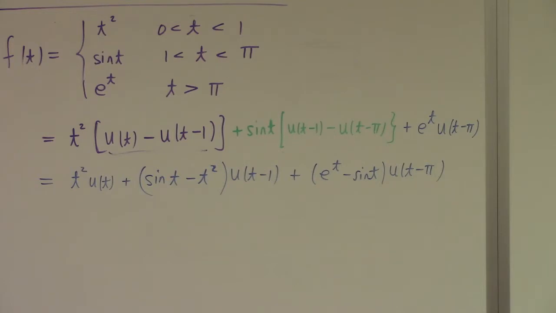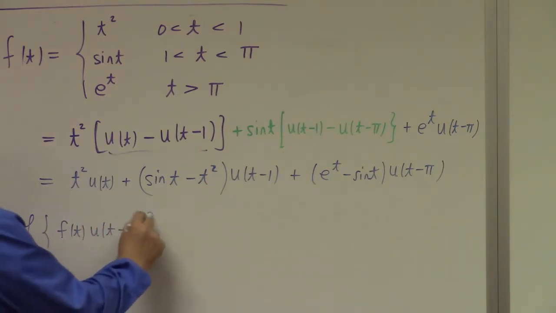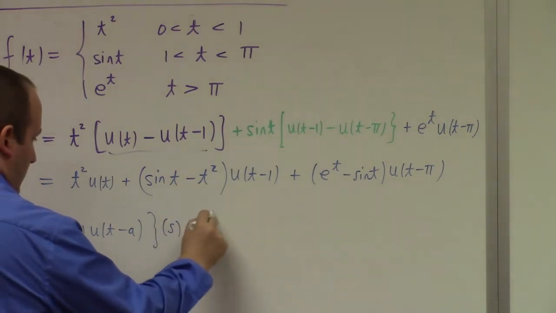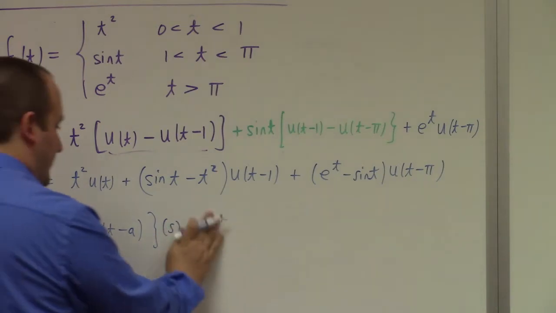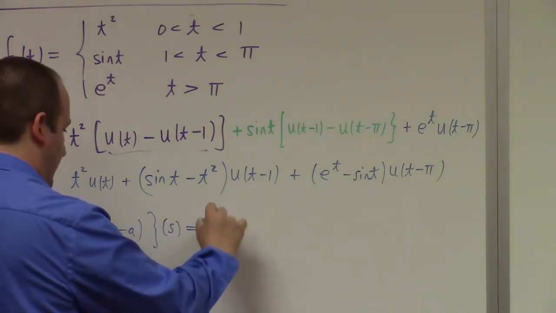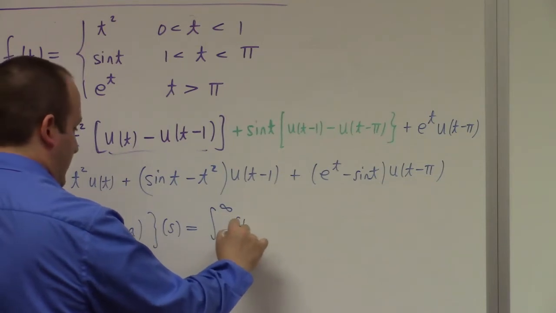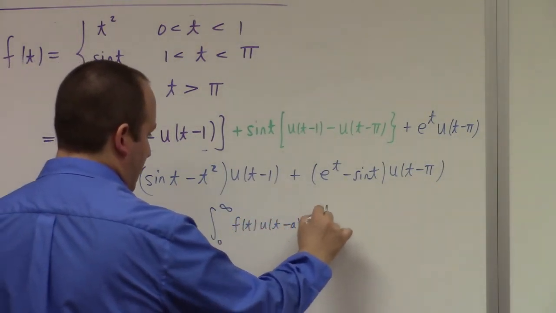So then we need to calculate the Laplace transform of something like f of t times u of t minus a, right? Through essentially the same arguments we've been giving already, I'll just write it down. By definition, that would be the integral from 0 to infinity of f of t, u of t minus a, of course, times e to the minus st dt.